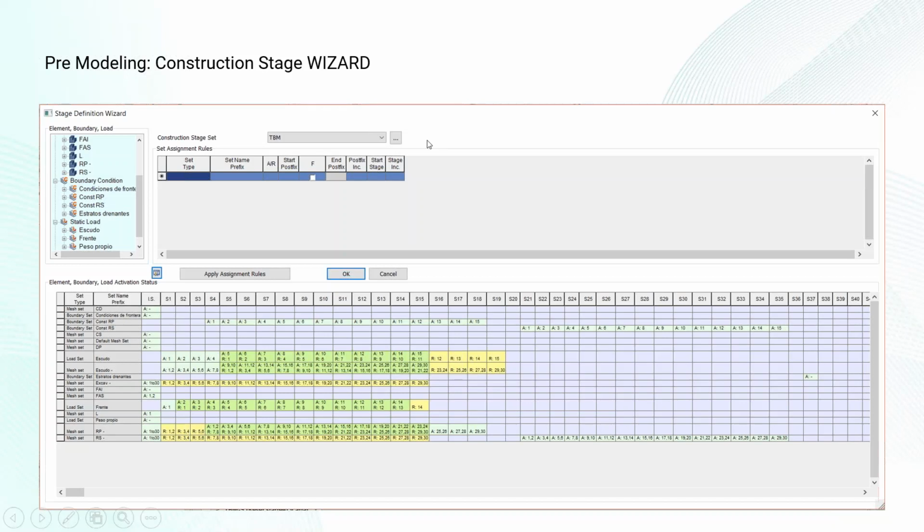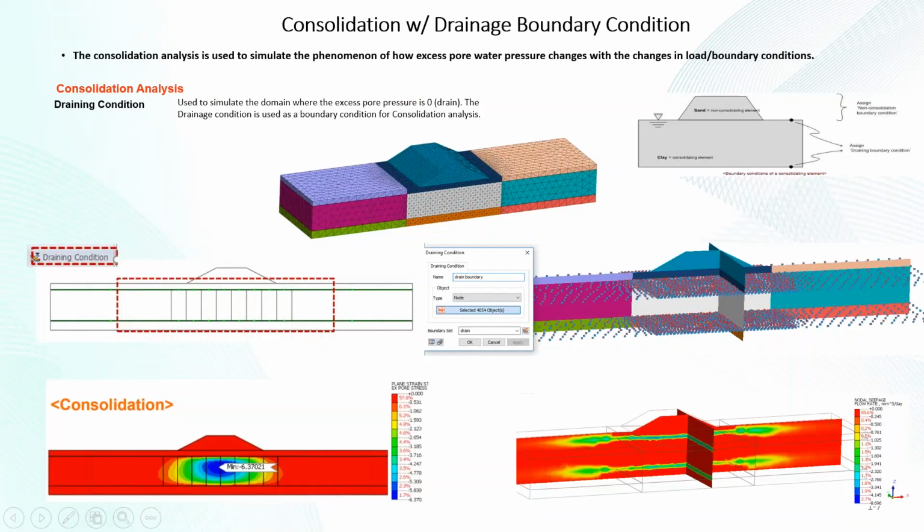Now, for this particular model, we're running it as a construction stage consolidation analysis, and the drainage will be simulated by boundary conditions. So we will be selecting the layers of the soft soil and applying this draining condition, which basically sets the pore pressure to reach 0 over time.